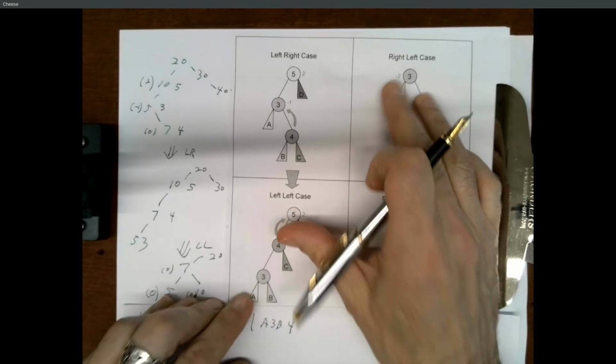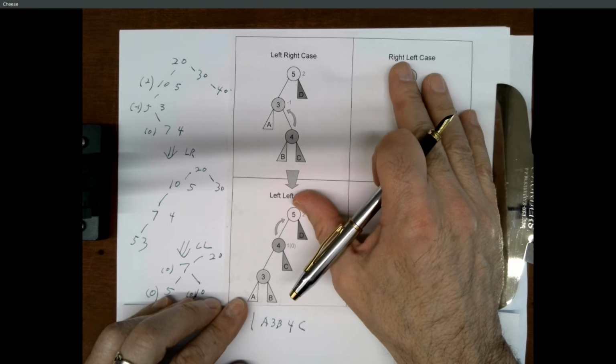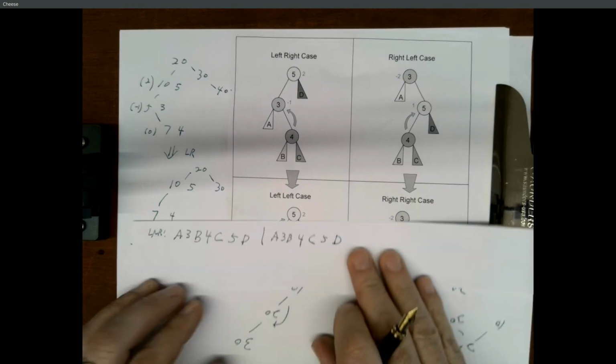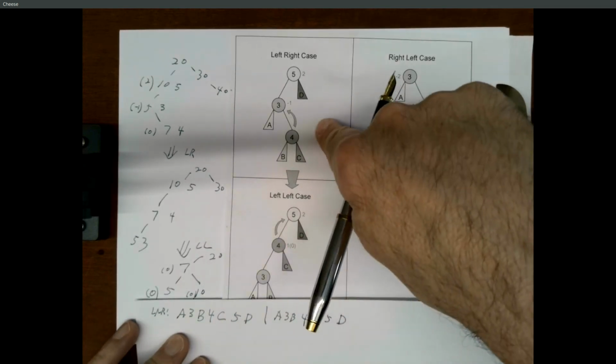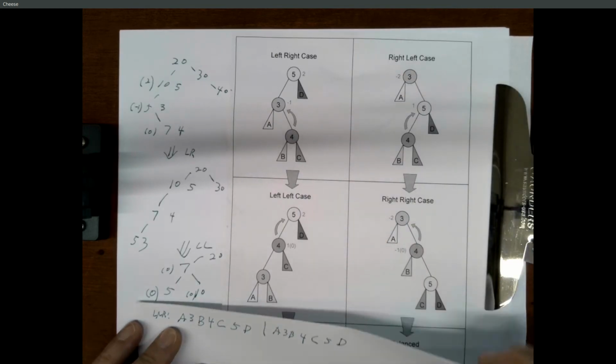And then we traverse the right subtree C. That's this subtree's traversal. Then we traverse the root of the original tree, and then the root's right child, which is D. So A 3 B 4 C 5 D, A 3 B 4 C 5 D. So the traversal order of this is the same as the traversal order of the original. We haven't disturbed its property of being a binary search tree.